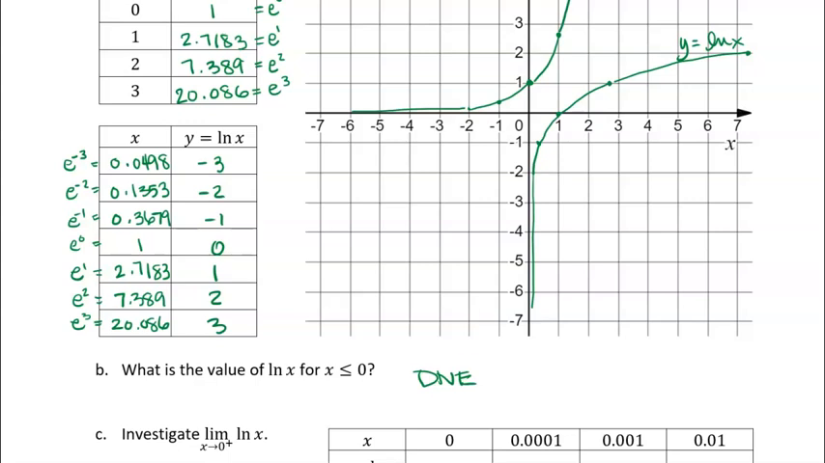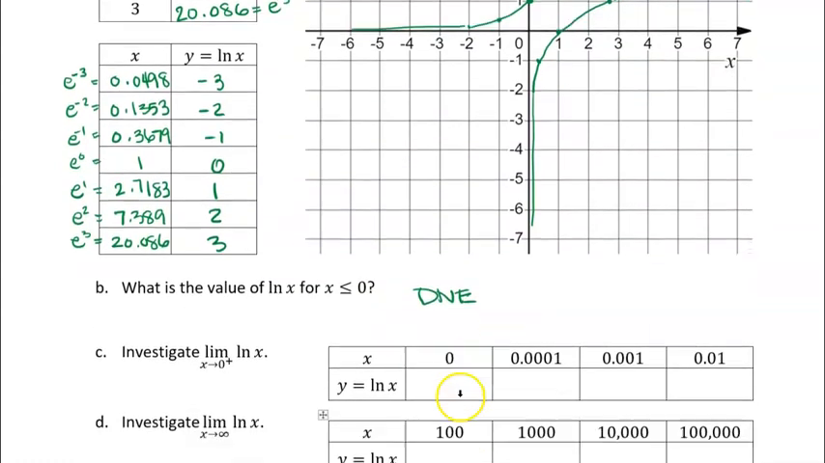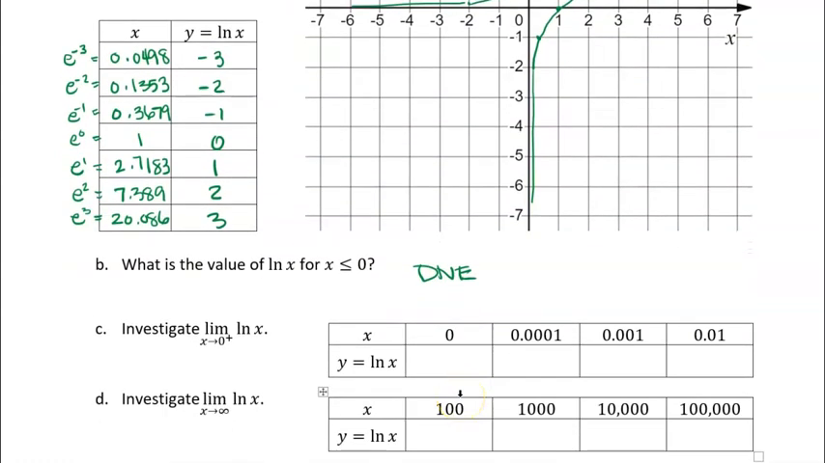Now let's investigate the limit as x approaches 0 from the right of the natural log. I'm just going to use my calculator and put in some values of x and calculate. Now I know you can try it yourself. Put in 0, it's going to give you an error, so this does not exist. All right, so let's do it right. Let's approach 0 from the right.